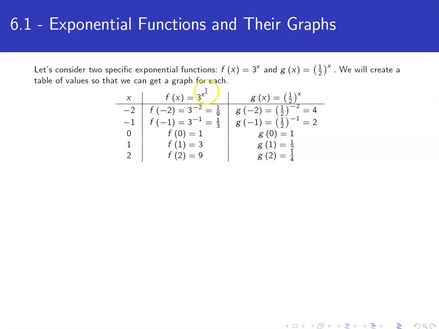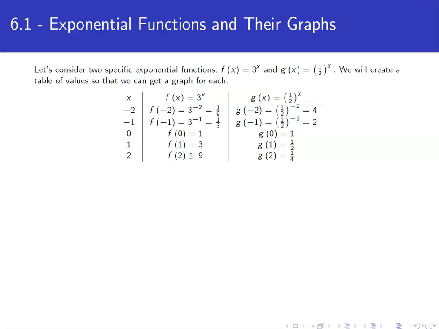Putting those values in for 3 to the x, well, 3 to the -2, the negative tells us to flip it upside down, the 2 tells us to square it, so we get 1/9. When we put in -1, we get 1/3. When we put in 0, we mentioned a bit ago, we get 1. When we put in 1, we get 3 to the first, which is 3. And when we put in 2, we get 3 squared, which is 9. So those would be the points that we would be looking to plot for f of x equals 3 to the x.